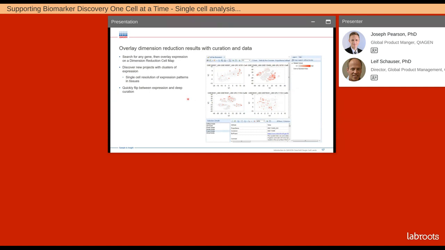And then explore the cell level details by overlaying your gene of interest's expression across the dimension reduction plots and scroll through and explore and confirm the expression in cell types you knew, and maybe discover expression in cell types that you didn't expect. Use this to confirm the specificity of expression within a tissue or even between similar cell clusters with the same curated cell type to look for differences. And you can quickly flip between the expression and the deep curation of metadata on any metadata level to understand exactly where your gene is being expressed.